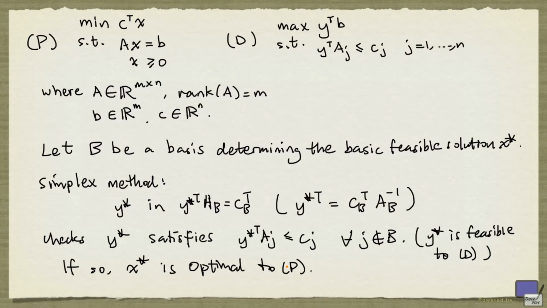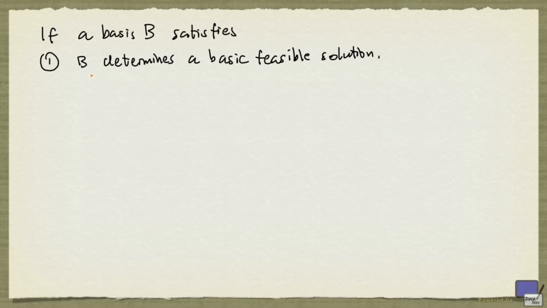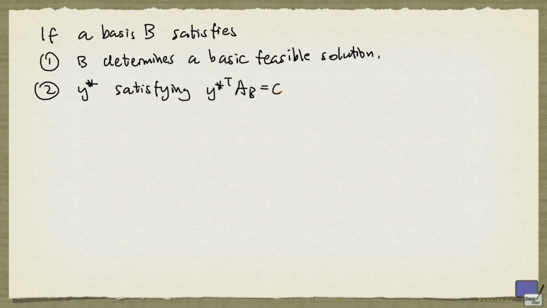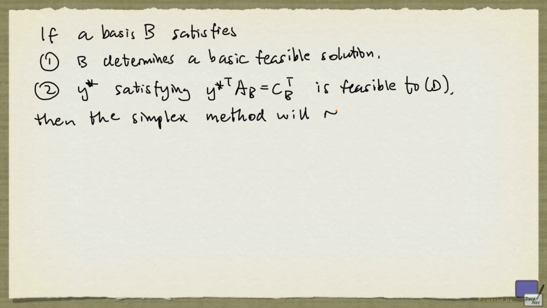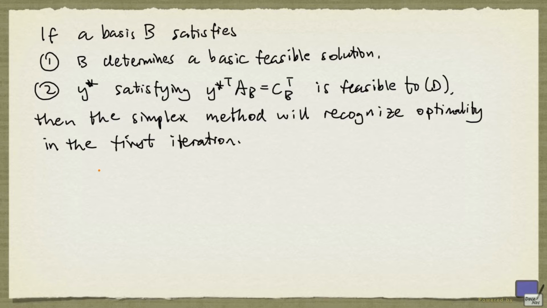In other words, if a basis B satisfies both of the following: the first is B determines a basic feasible solution, and the second is Y star satisfying Y star transpose times A sub B equals C sub B transpose is feasible to D, then the simplex method will recognize optimality in the first iteration. And a basis that satisfies both 1 and 2 is called an optimal basis.